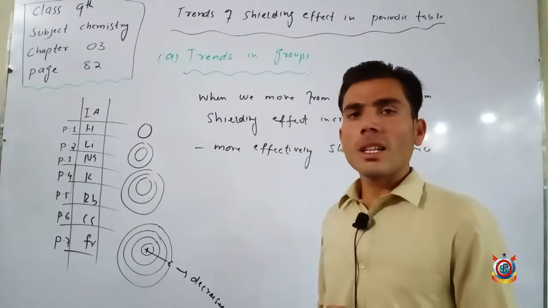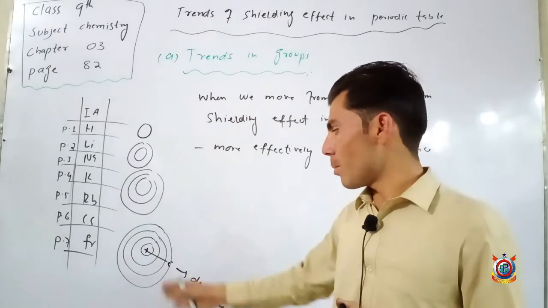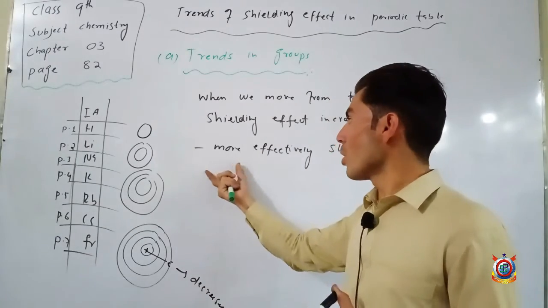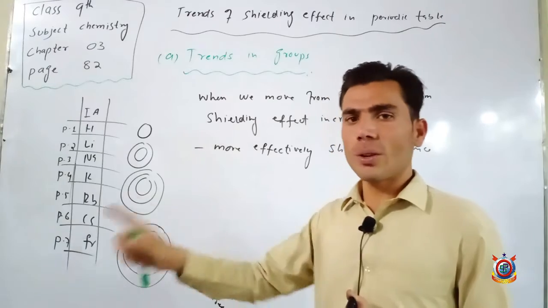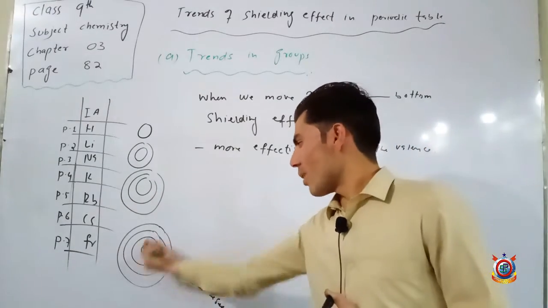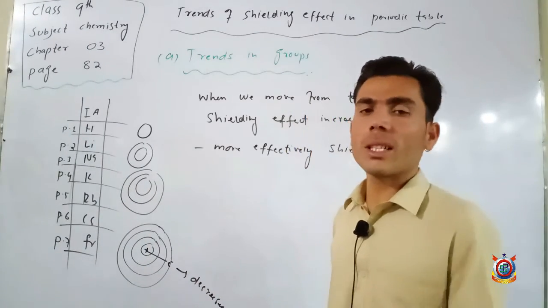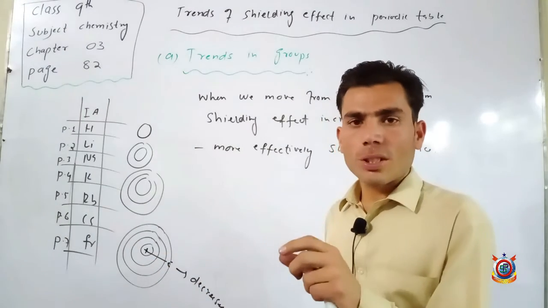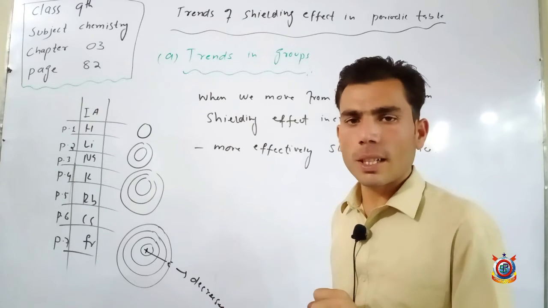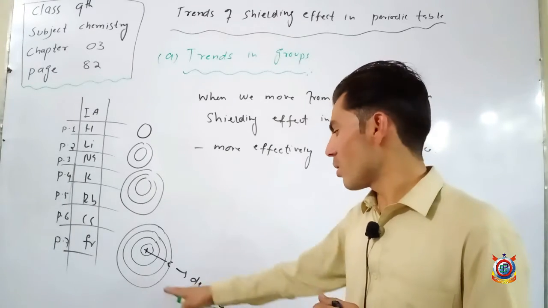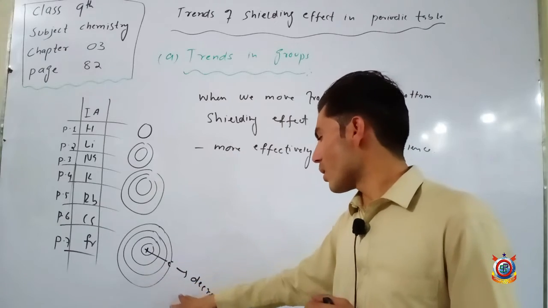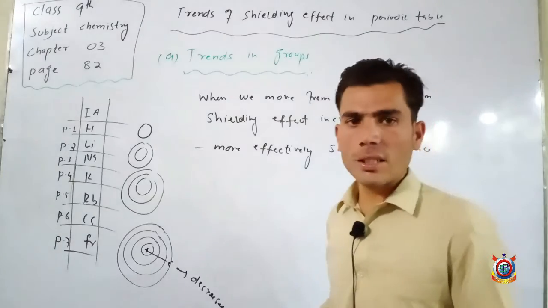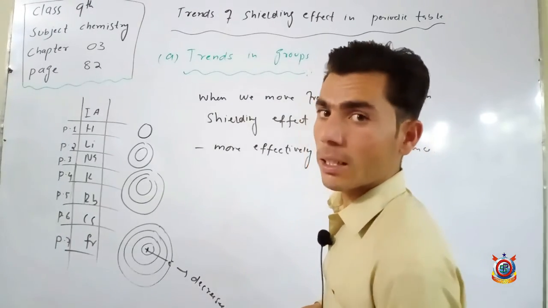increases. With the increasing number of shells, the number of inner shell electrons increases, and when the electrons are more, they will effectively shield the valence electron from the force of attraction of the nucleus. They will more effectively shield the valence electron from the positive charge, from the force of attraction of the nucleus, and hence as a result its force for the valence electron decreases, and we say that the shielding effect increases when we move from top to bottom in groups.